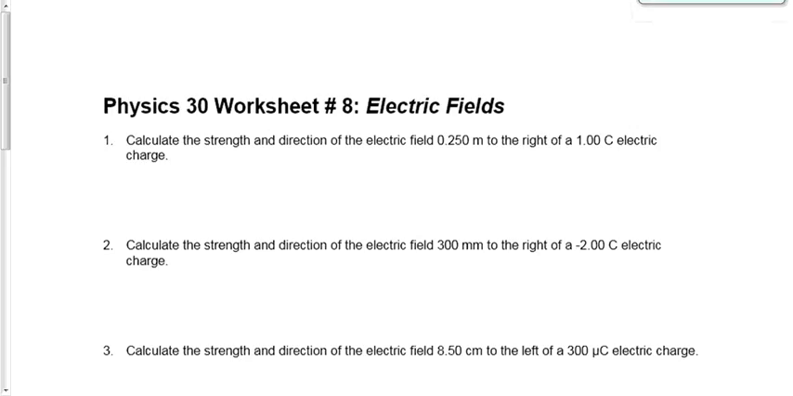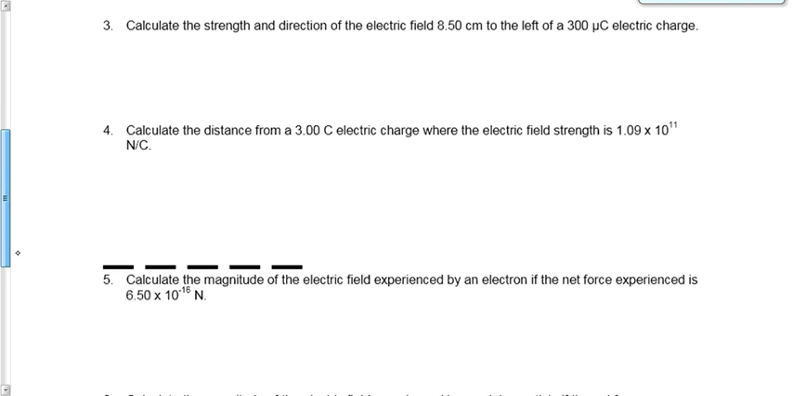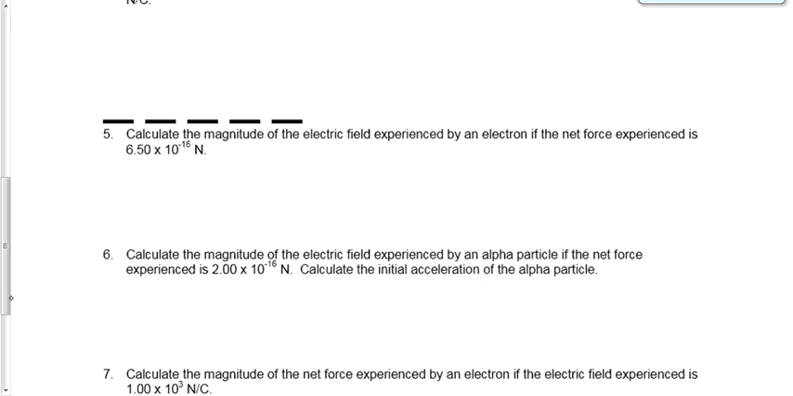We're going to take a look at 3 questions from our homework last night, worksheet number 8. The questions that we want to see are 5, 6, and 8, starting with question number 5. Calculate the magnitude of the electric field experienced by an electron if the net force experienced is 6.5 times 10 to the negative 16 newtons.